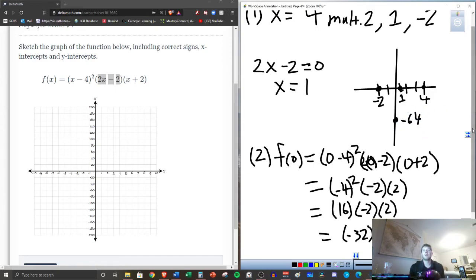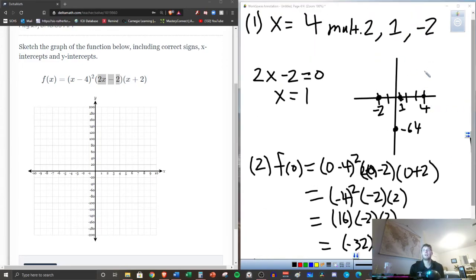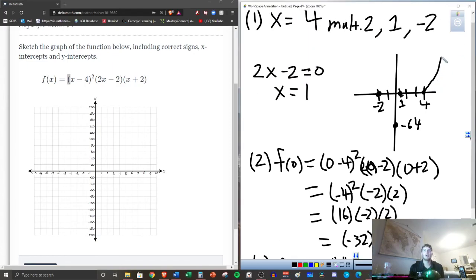All right, so in step 3, end behavior, we want the right and we want the left. On the right side, what are we seeing? Well, looking at the function, what's the lead term up here? Well, it's positive, it's a 1. So it's positive, so we go up on the right side. So on my sketch, I'm going to go from 4 up, like so.